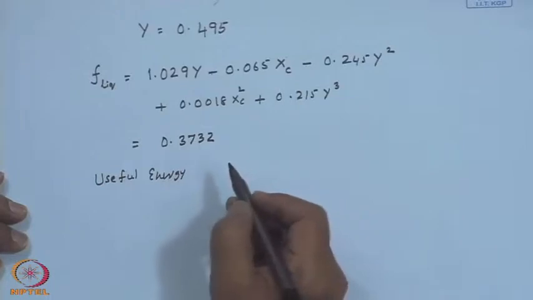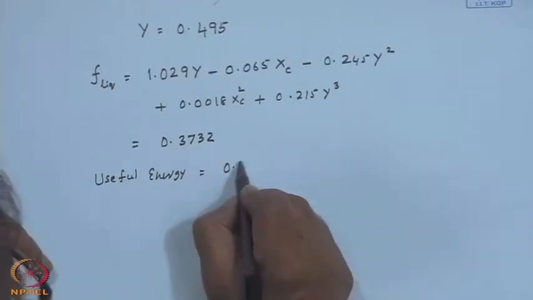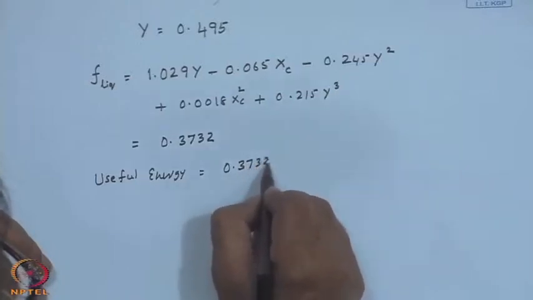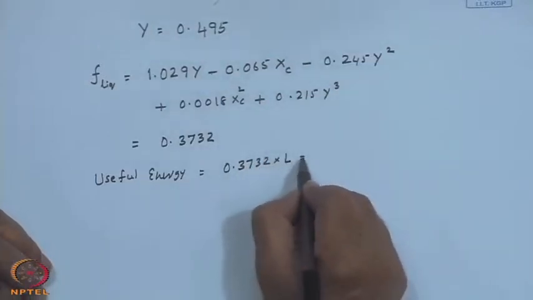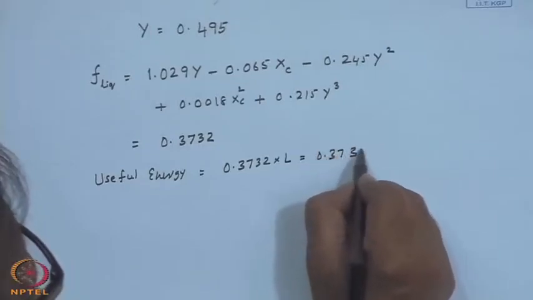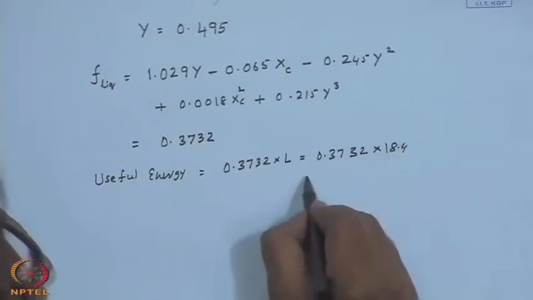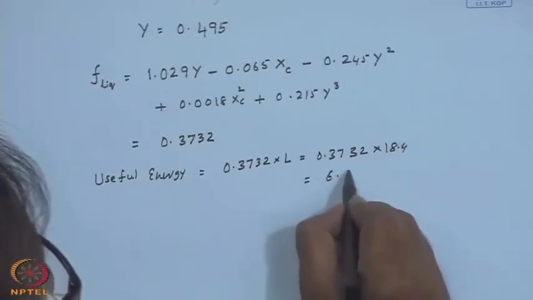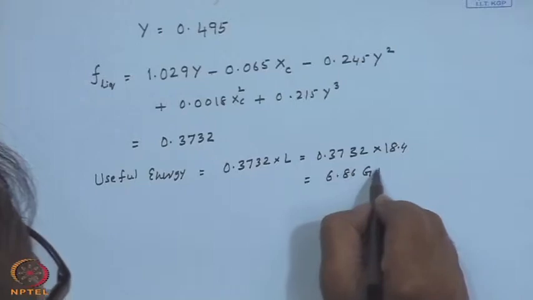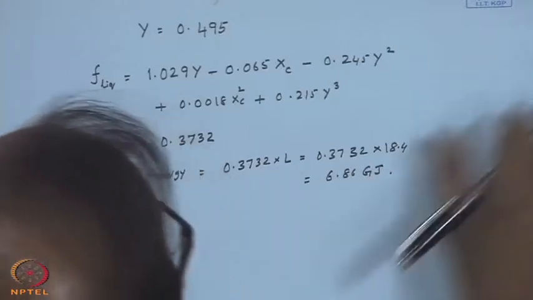delivered by the solar energy system to meet the load will be the solar load fraction times L, that will be 0.3732 times 18.4, that will be equal to 6.86 gigajoules. Okay. So, this is the F chart method.